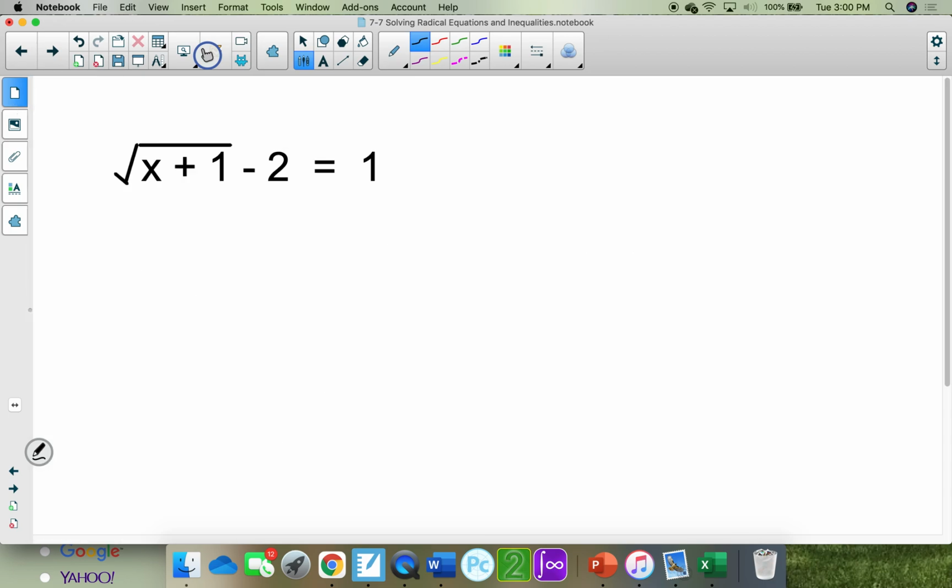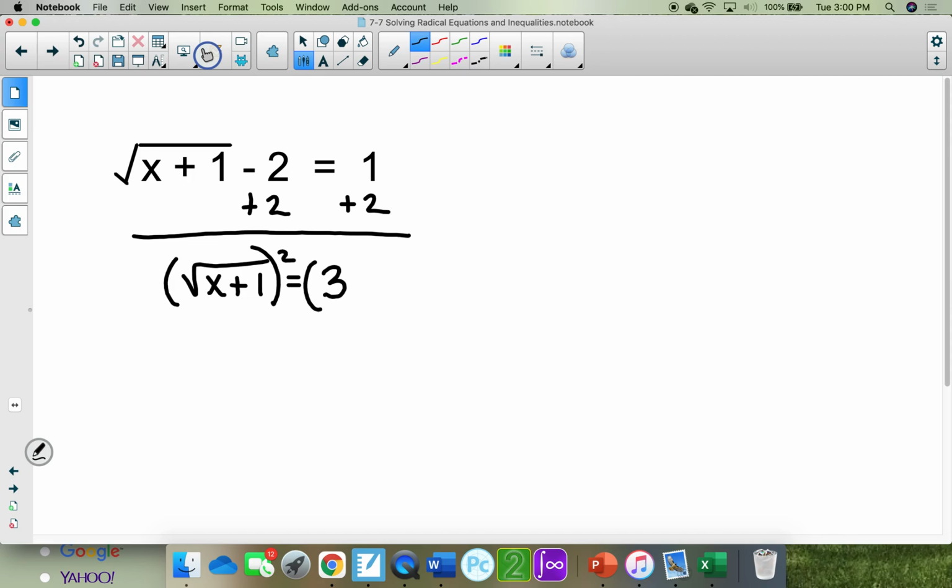And the grand finale, you must add 2 to both sides first. The square root of x plus 1 equals 3. Now, once you get the radical alone, you can square both sides. So x plus 1 equals 9, so x equals 8.